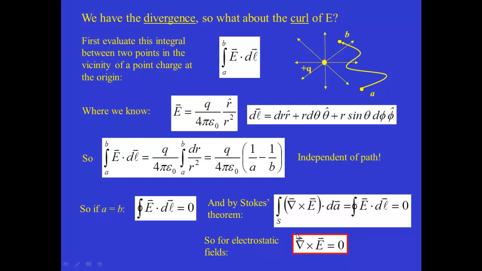So just summarizing, we've determined the divergence of E and we found it's non-zero and it's related to the charge density, and we have found that the curl of E is always equal to 0. So this tells us something fundamental about electric fields. And we'll see that we've started to accumulate equations that later on we will collect and refer to as Maxwell's equations of electromagnetism.